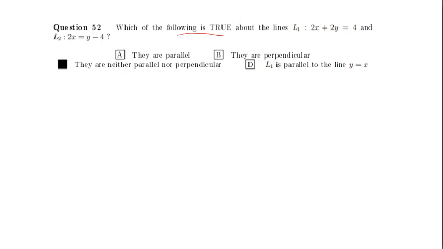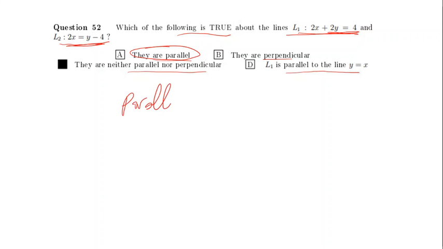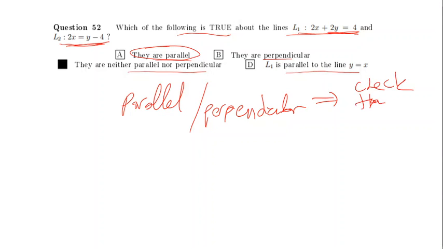Which of the following is true about the lines L1: 2x plus 2y equal to 4 and L2: 2x equal to minus 4? Now it's asking whether they're parallel, perpendicular, or L1 is parallel to y equal to x, or not parallel. Are they parallel? How do you check it? To check parallel and perpendicularity, you have to check the slopes. So what is the slope of each?